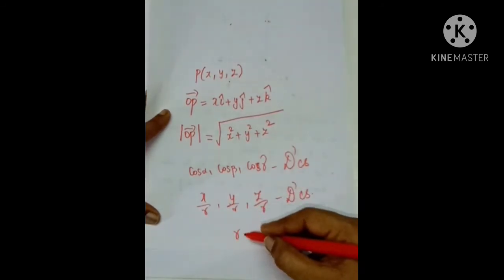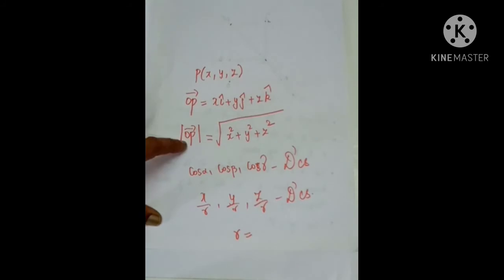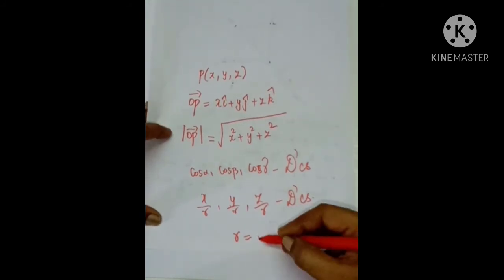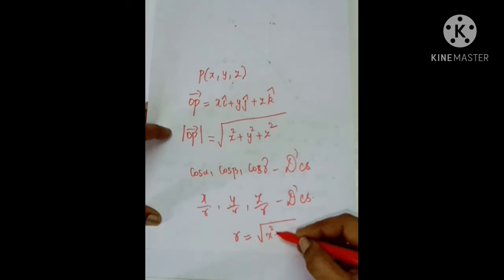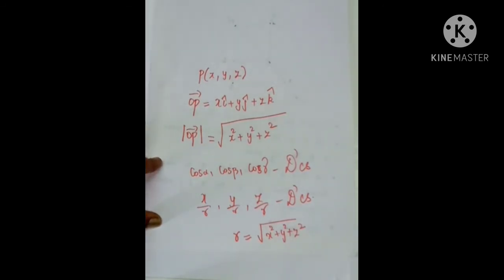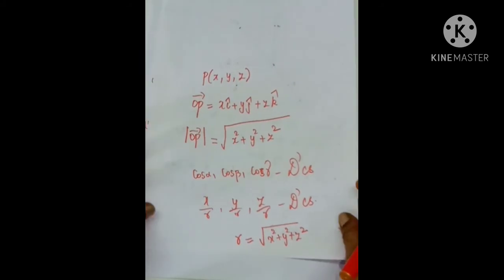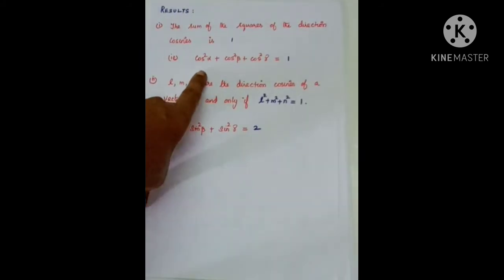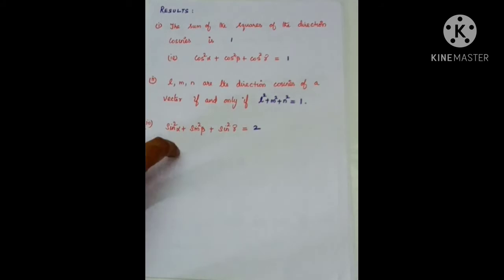If it's so, what is r? R is nothing but the modulus of OP vector, that is square root of x squared plus y squared plus z squared. So now you have learnt about the direction cosines. Regarding the direction cosines, you have two results.